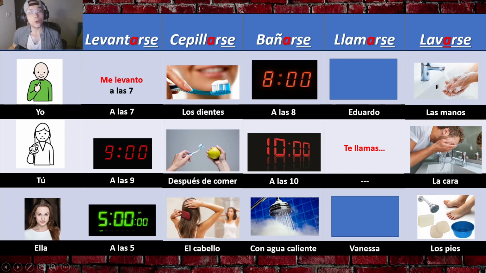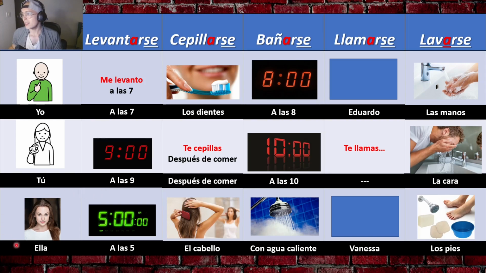Let's say you brush your teeth after eating. Tú te cepillas después de comer. Otra vez. Now, let's remember the expression después de means after. Say, she showers with hot water, con agua caliente. Y digo, ella se baña con agua caliente. One more time.